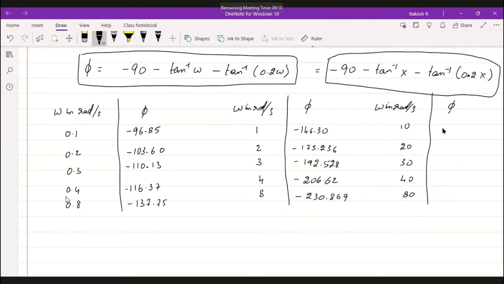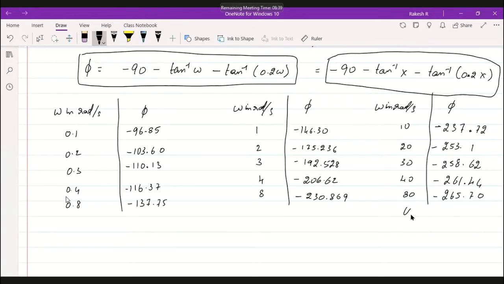Minus 237. Minus 237.72. For 20, minus 253.1. Minus 258.62. Minus 261.44. Minus 265.70.